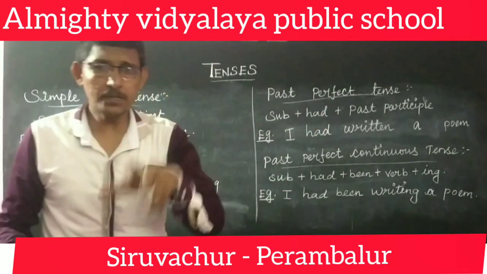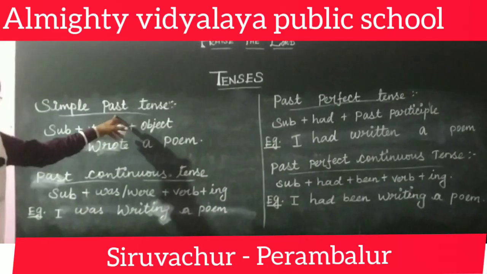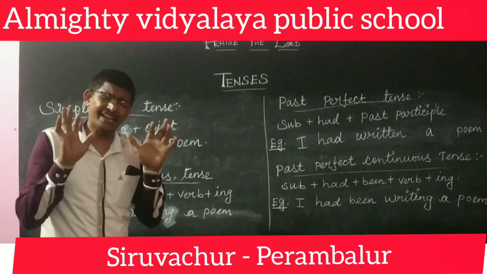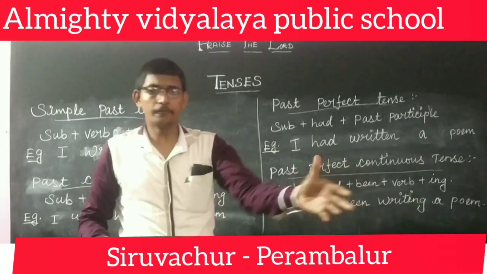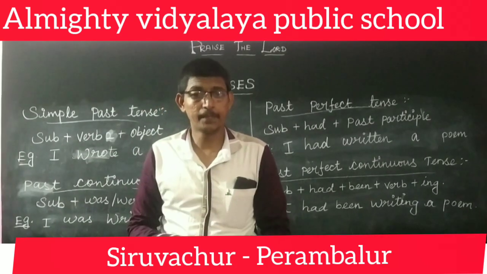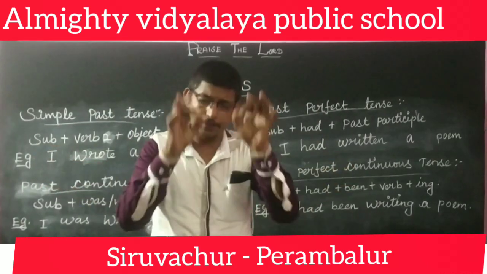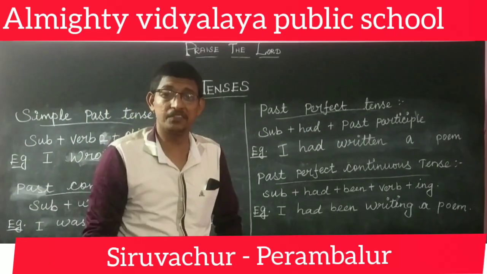Now we are going to see examples of the simple past tense. Each and everything has a formula. If you are going to cook, we have some formula. If you are going to dress, we have some formulas. Every aspect has formulas. In the same way, framing a sentence also has formulas.